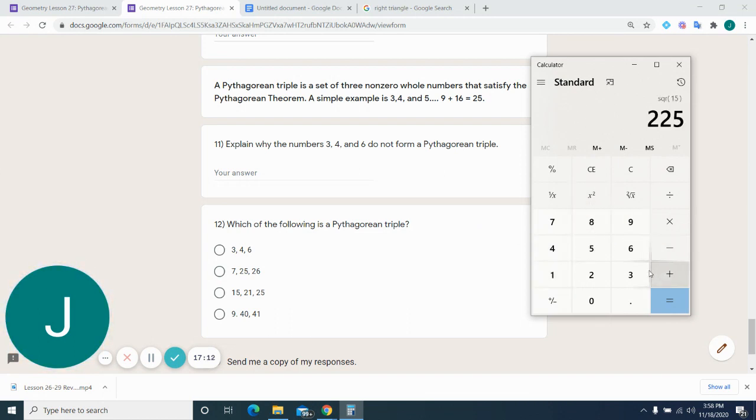Let's try this one. 15 squared is 225. 21 squared is 441. Add that to 225. We get 666. That's not a friendly number. So 666 is what we get when you do 15 squared plus 21 squared. And then let's do 25 squared, and we do not get 666. We get 625. So this one does not work. So our last option, let's see if this one's going to work. 9 squared is 81. 40 squared is 1600. Add 81 to that, and you get 1681. Let's see what 41 squared is. 1681. Boom, there's your Pythagorean triple.